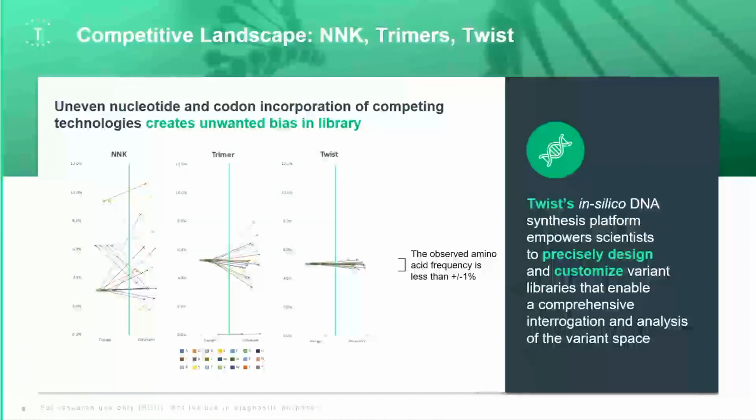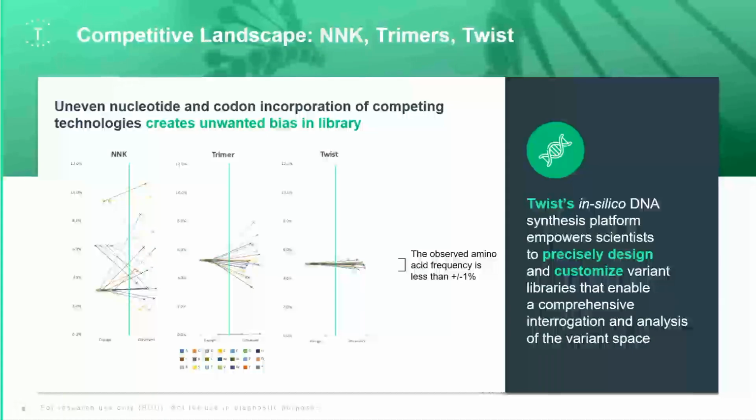Now, there are many different ways that people are building libraries. You can use degenerate oligos, NNK, NNS, a trimer-based approach, or you can use what we do at Twist. What's different at Twist is we will take your library design and we will work out exactly what oligos we need to synthesize to precisely build that design. And that means that once we've constructed our library, a Twist-constructed library is very, very similar to your design. In fact, plus or minus 1%.